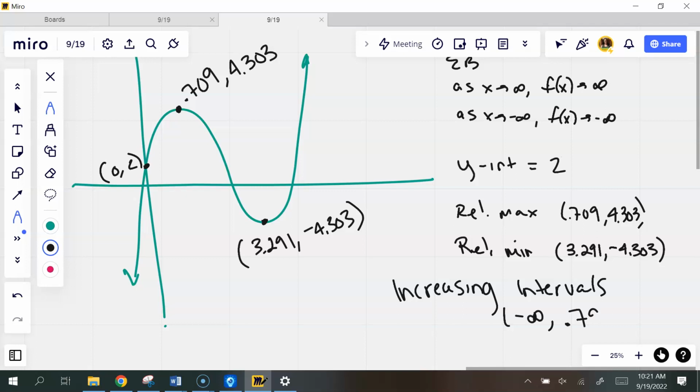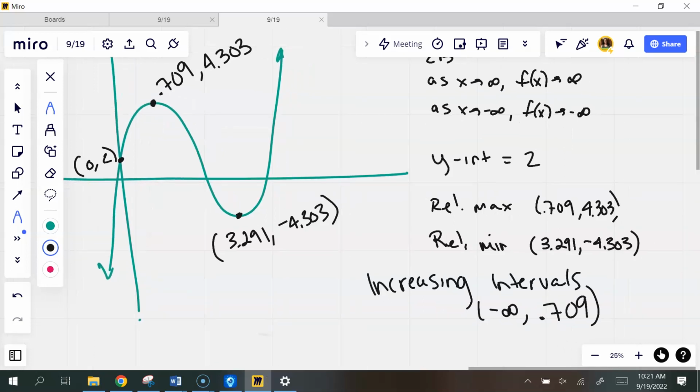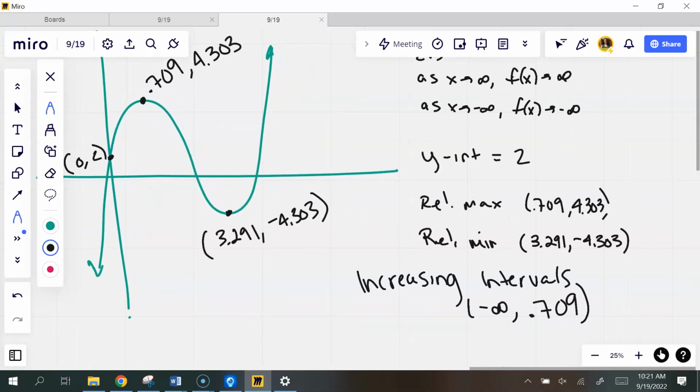That is exactly right. 0.709. And I'm always going to use parentheses for intervals, okay? Because they're the turning point, it's not going to include the turning point itself. Is that the only place on my graph that I'm increasing? No, I'm actually increasing another place as well. Where? How can I include that with this? That's exactly right. So then I'm going to pick up.